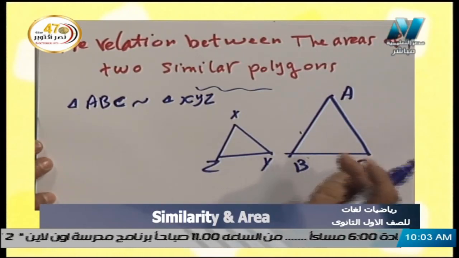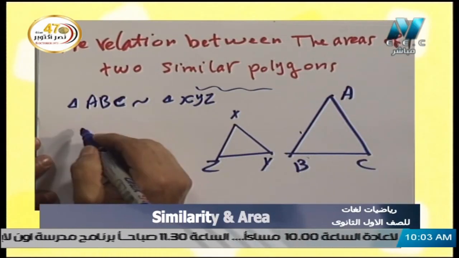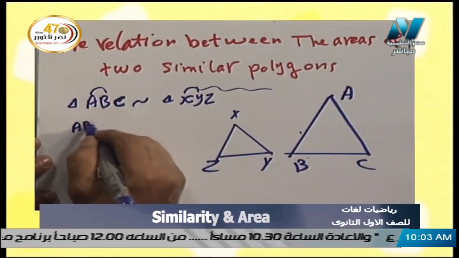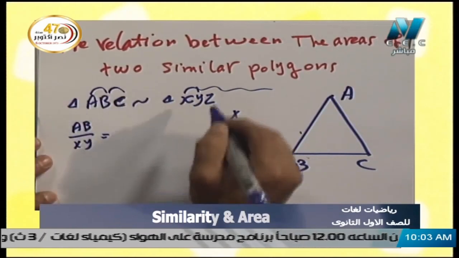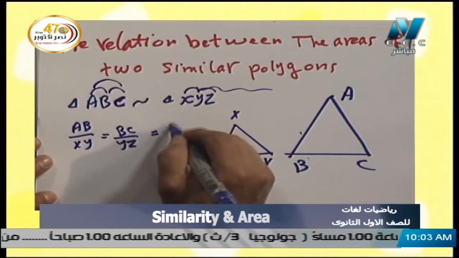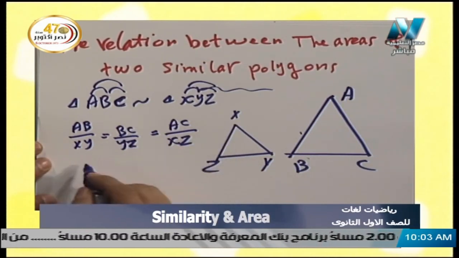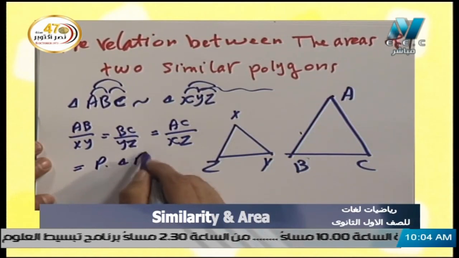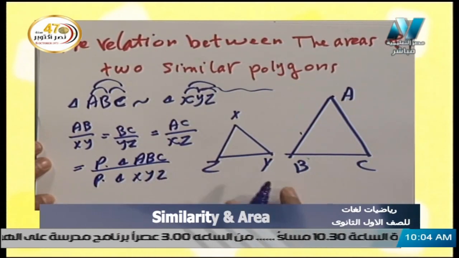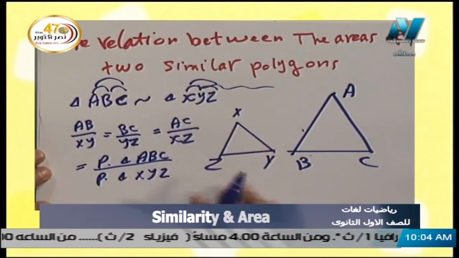what's the relation between these two triangles and their perimeter? As we said before, the ratio of these triangles, like that, AB over XY equals BC over YZ equals AC over XZ. Each ratio equals the perimeter of triangle ABC over the perimeter of triangle XYZ. But now we will study the relation between these ratios and area.